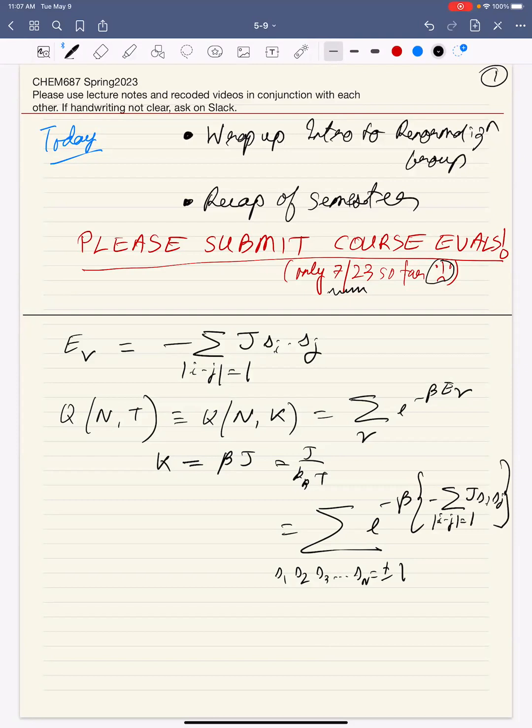So we started introducing renormalization group by looking at the 1D Ising model. And in the 1D Ising model, you have spins 1, 2, 3, 4, 5, 6.